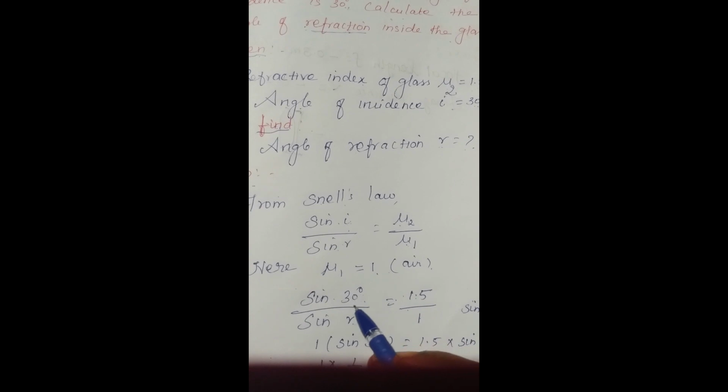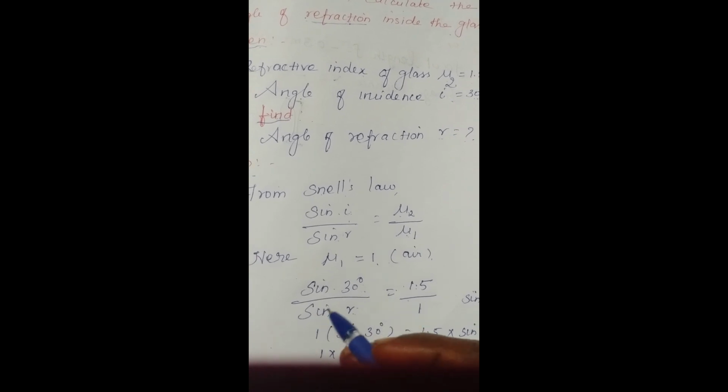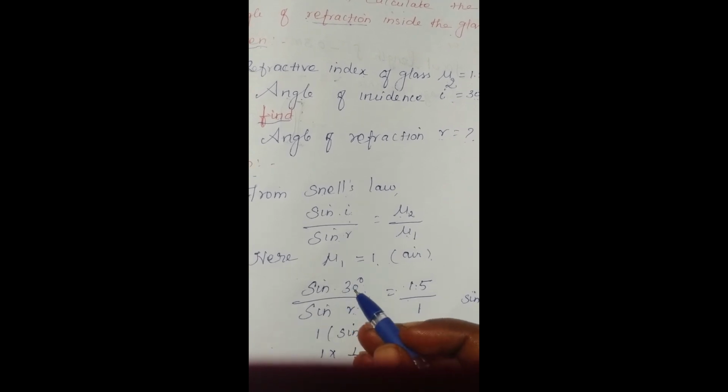Okay. So you all know what is the value of sin 30 degree. What's the value of sin 30 degree? Sin 30 degree is equal to 1 by 2. Okay, sin 30 degree 1 by 2. So you have to substitute sin 30 degree value is equal to 1 by 2. Okay, and sin r we are going to find. So we have to substitute here, just a cross multiply.